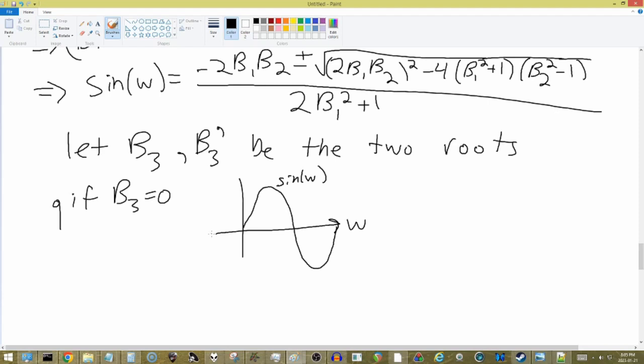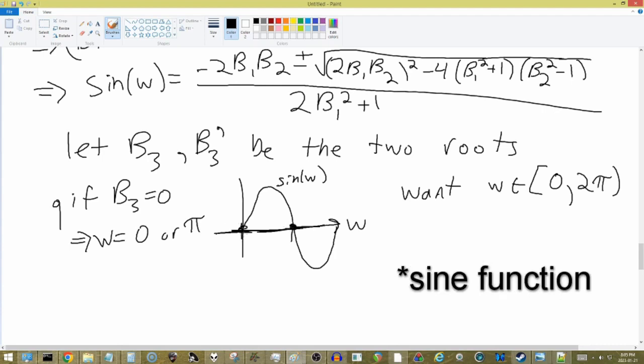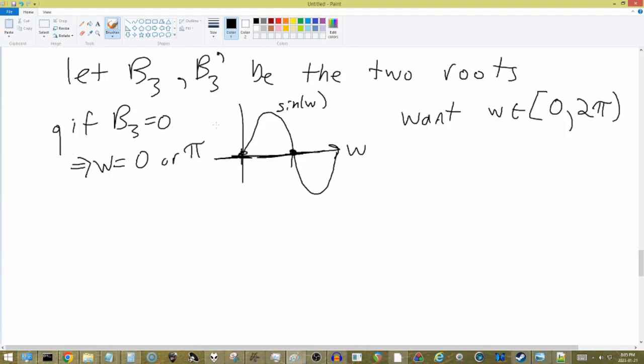And if b3 is 0, then the possible values for w are these two here, because we're just going to arbitrarily decide that we want w to belong in the range 0 to pi. And so that implies w equals 0 or pi. If you know about the pi function, these two values here are 0 and pi. So that's the case for b3 equals 0.